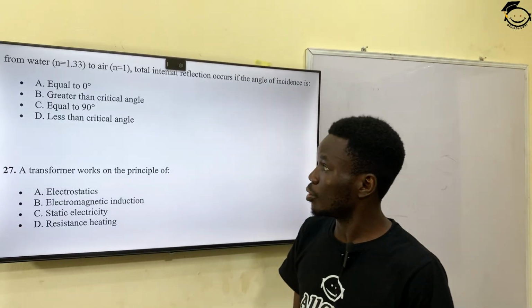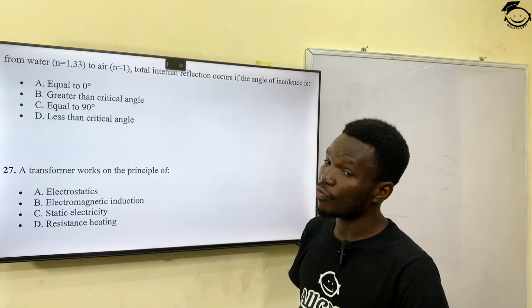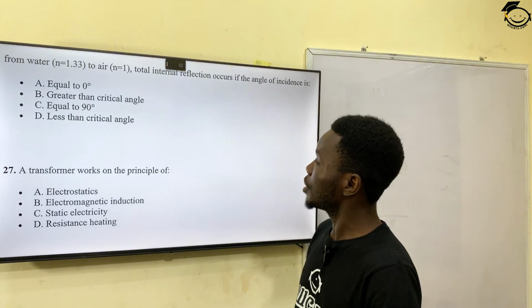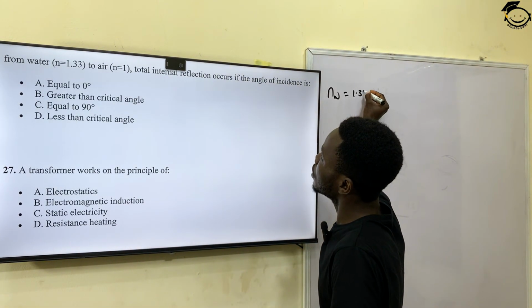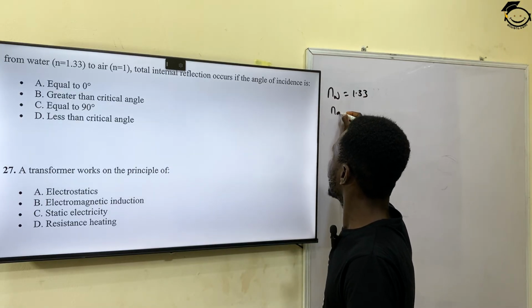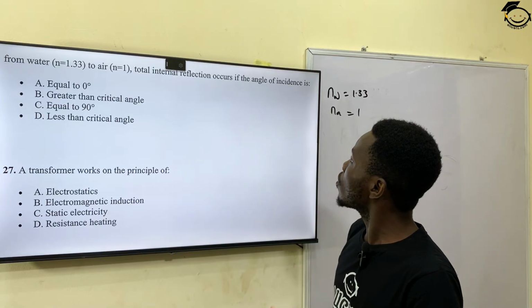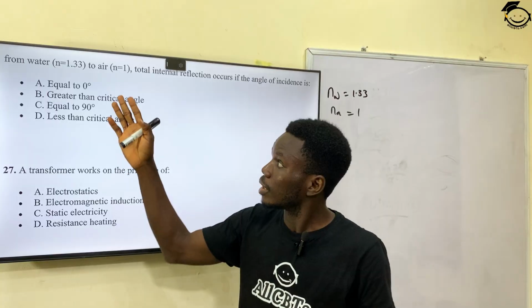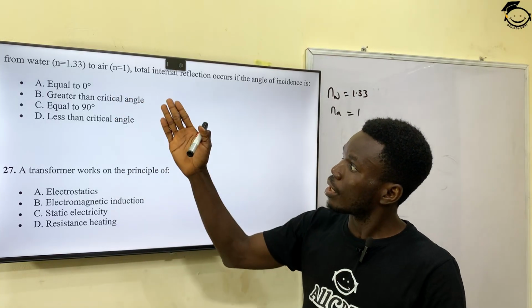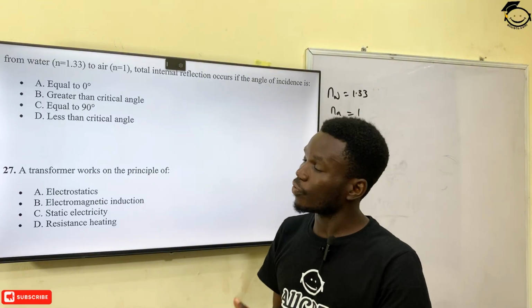Moving on, question number 26 says, when light travels from water with refractive index 1.3, so we have the refractive index of water as 1.33, to air with refractive index 1. The total internal reflection occurs if the angle of incidence is that. So in this question, there's an omission there. There's supposed to be when light travels from water. So that part of it is not there.